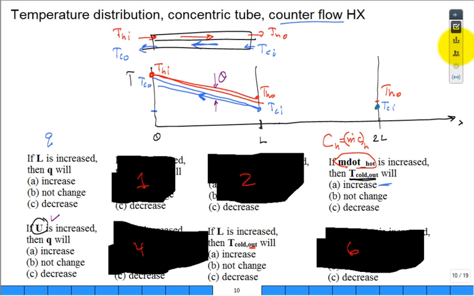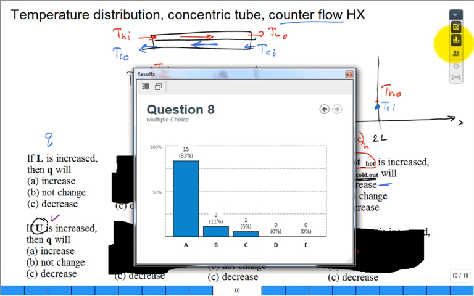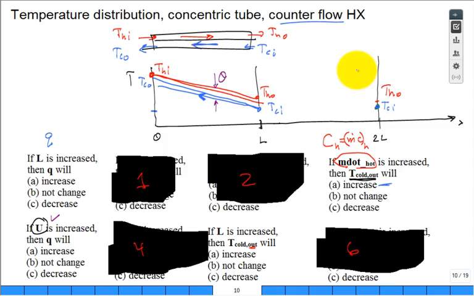All right, let's take a look. And what do we have? The temperature of the cold going out will definitely increase. You have a longer heat exchanger, all the inlets and flow rates are the same. Very good. Ready to press on, right?